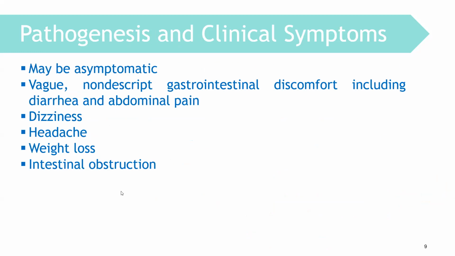As per pathogenesis and clinical symptoms, of course, since the majority of these are intestinal parasites, it is common that a patient will experience gastrointestinal discomfort, including diarrhea and abdominal pain. As we said, abdominal pain, diarrhea, and abdominal cramping are among the most common symptoms associated with a patient with parasitic infection. Dizziness can also be possible, headache, weight loss, and intestinal obstruction. Why?